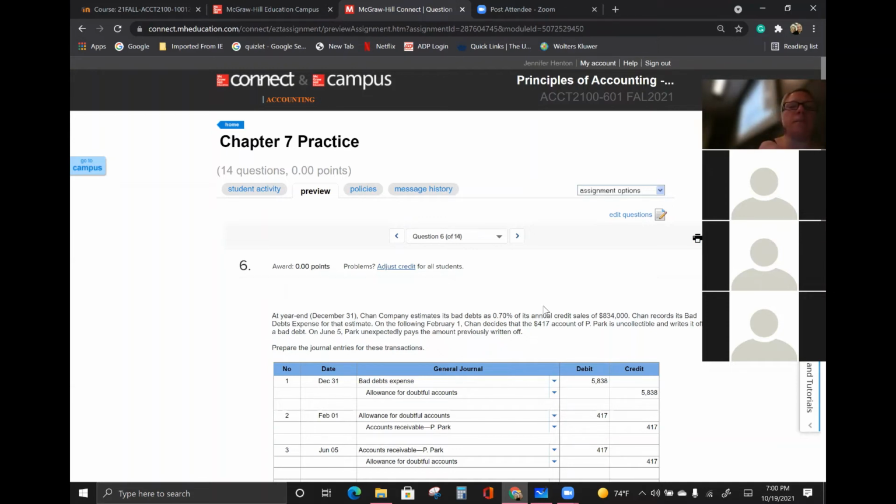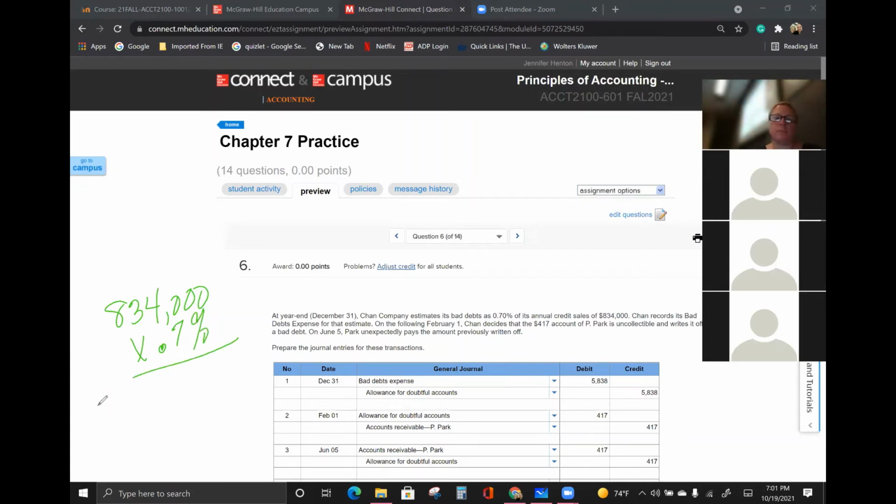So we have credit sales of 834,000. And they're telling me it's 0.7%. So my allowance is going to be 5,838 when you calculate that out. So here's my estimate that I'm setting up for the new period.